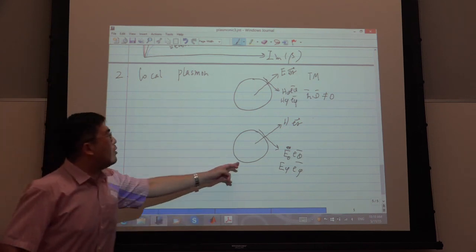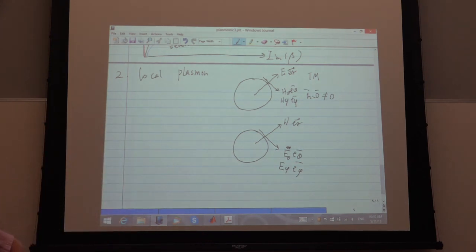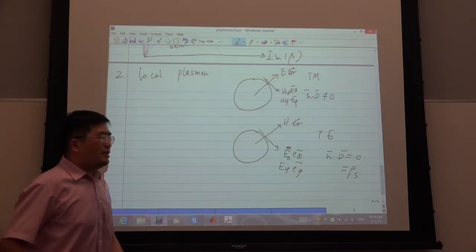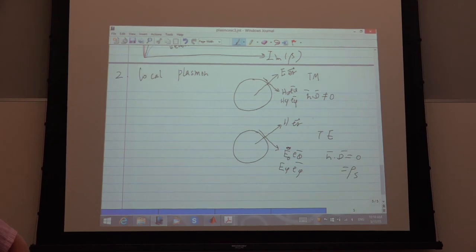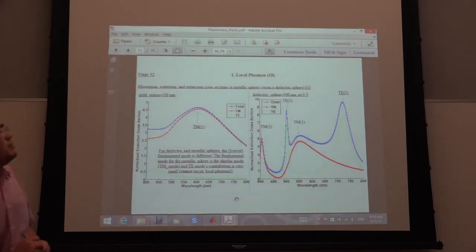You can say TE mode cannot excite the surface plasmon, right? It's TE mode because n dot D is equal to 0. Okay, no surface charge, because E is tangential to the surface. It only has E theta and E phi. This is the basic concept. This is physical reading. Then I go back. This is my calculation with Mie series.